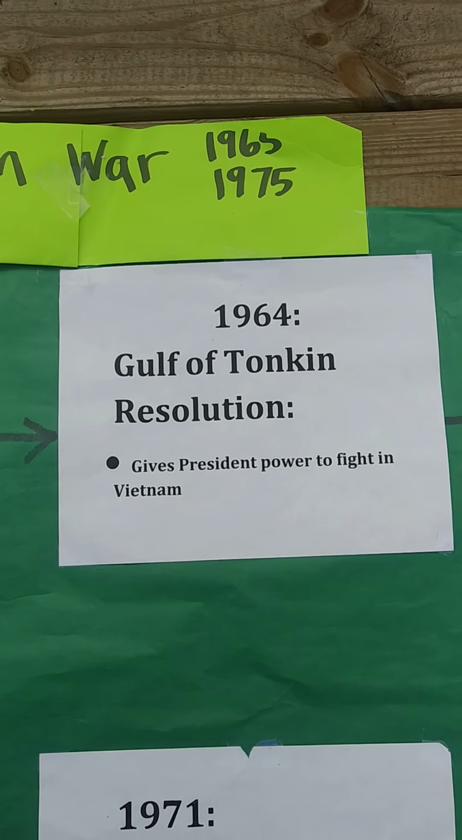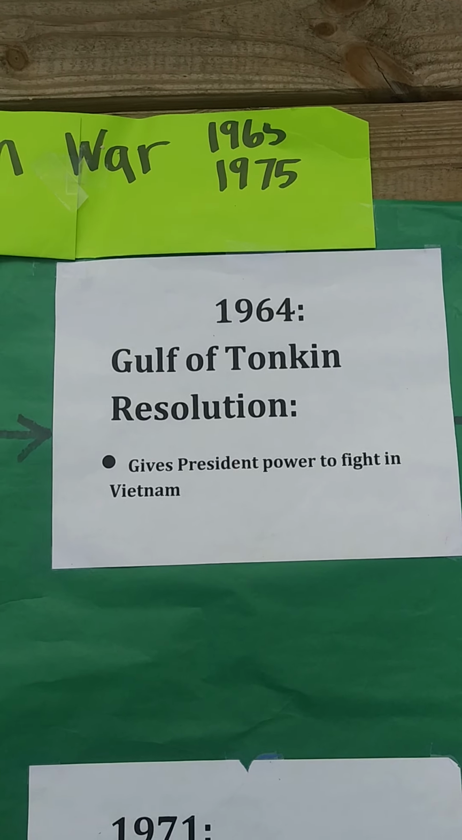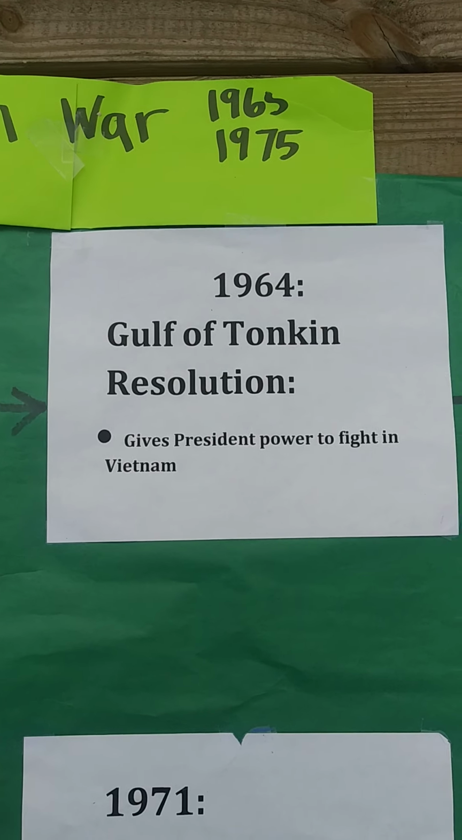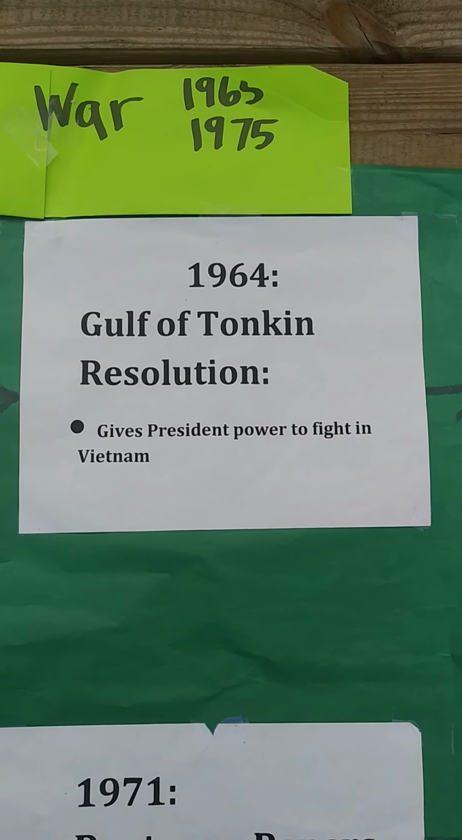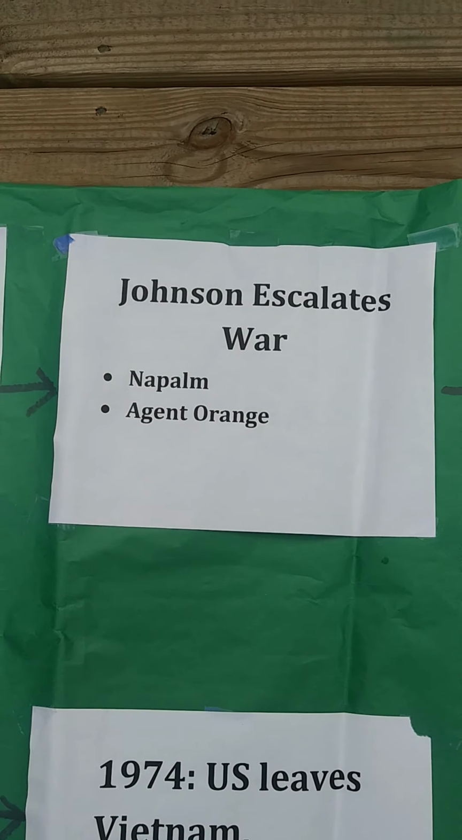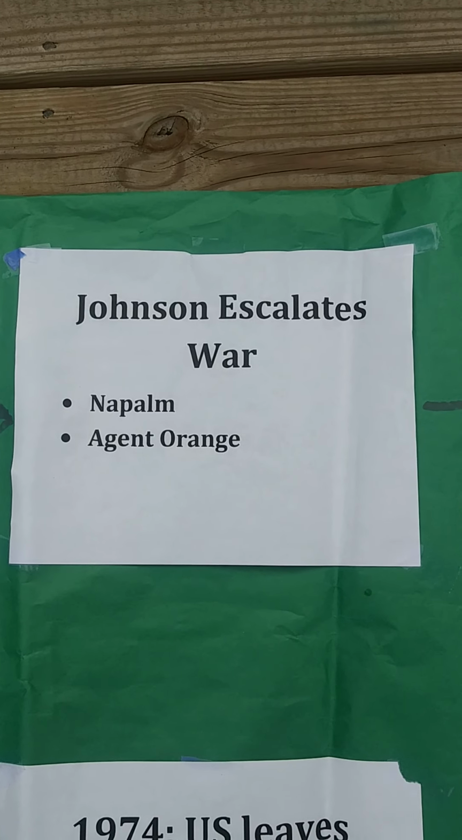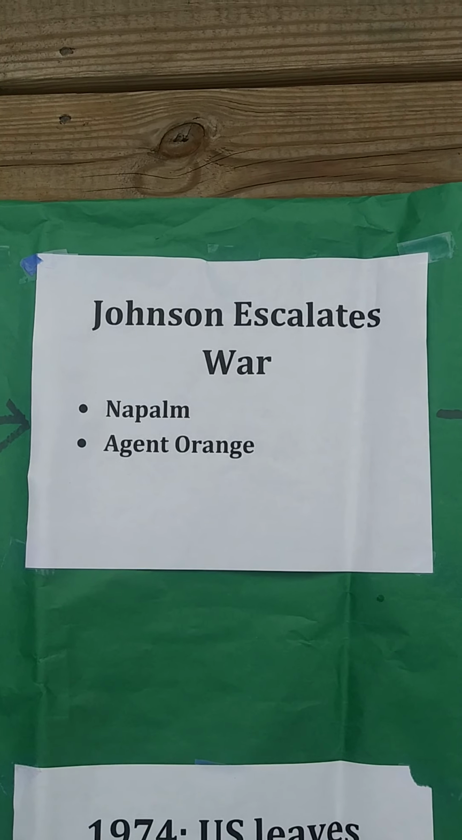And this is the justification for United States entering the war. You should have the Gulf of Tonkin Resolution. This gave the President Johnson power to fight in Vietnam, full unrestricted use of the military without declaration of war. And of course, we talked about how Johnson escalates the war during his presidency.